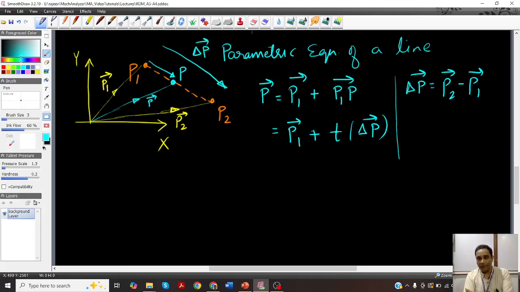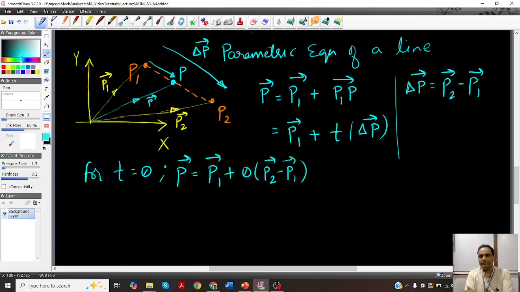Okay. So what it means is, for t equal to 0, what do we get? Point P will be p1 plus 0 into p2 minus p1. Now 0 scalar multiplying a vector will become 0. So point P will be equal to p1. That means if t equals 0, we will be at this particular point.